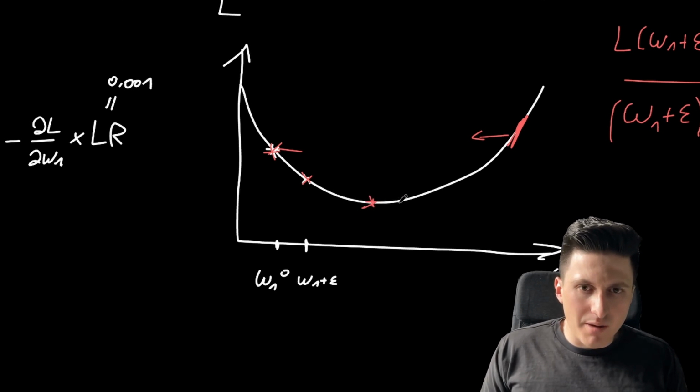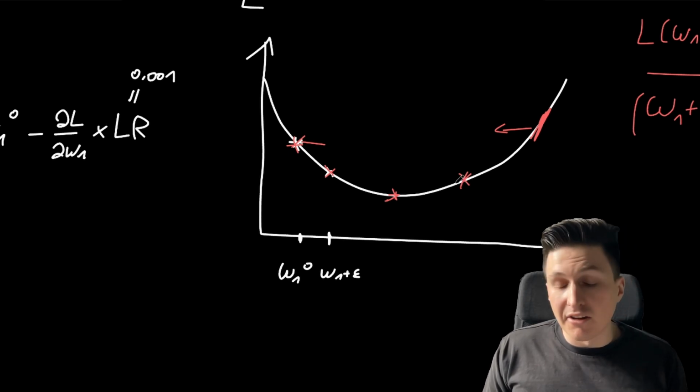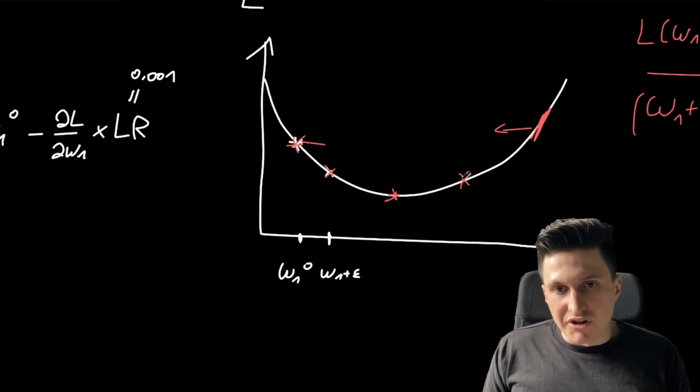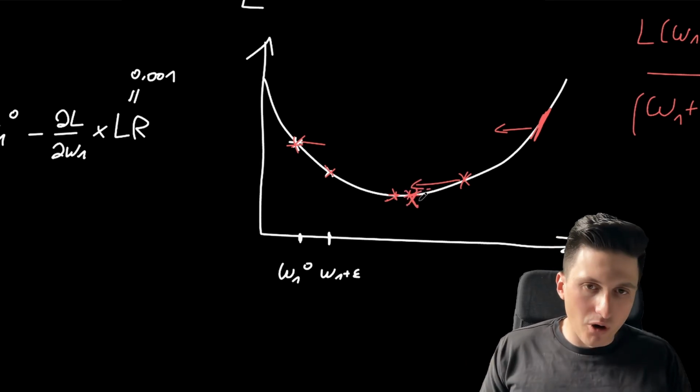But it can actually also happen that we overshoot it a bit and, for example, end up here, but then we see that the derivative of the loss is positive, which means we are going to decrease the w1, and eventually we end up right here. At least we hope so.